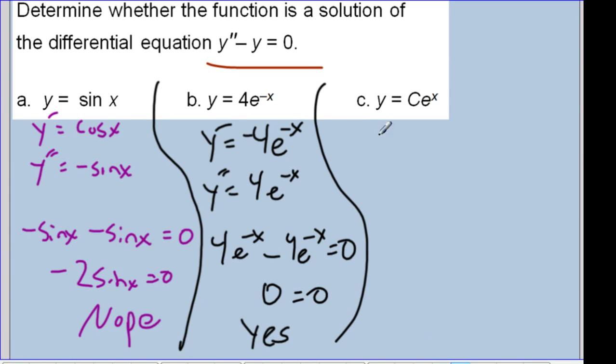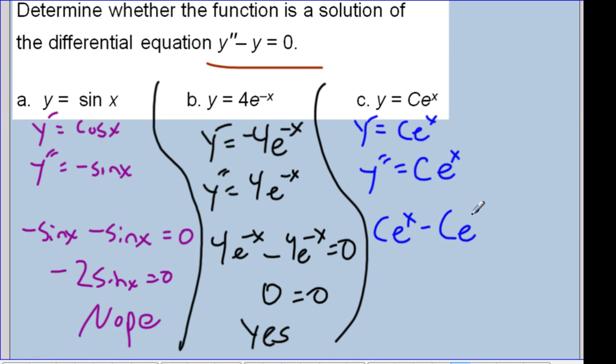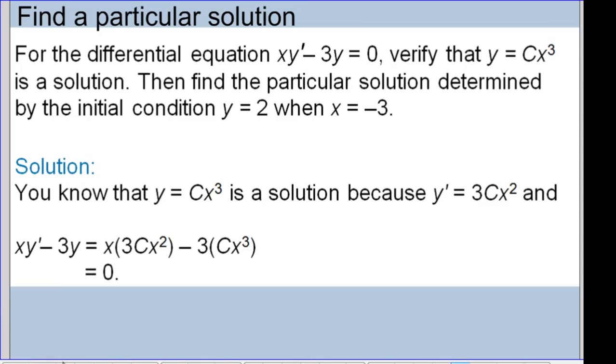Part C. y prime is going to equal c e to the x, and y double prime equals c e to the x. So then our case is c e to the x minus c e to the x equals 0. 0 equals 0. That is going to be another yes. So no, yes, yes.